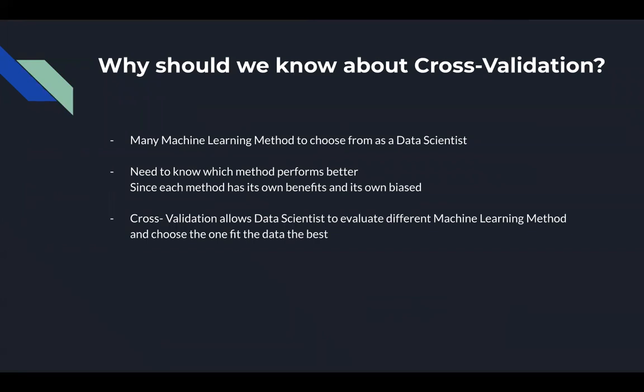Do we choose linear regression? Maybe a k-nearest neighbors model? Maybe support vector machines? Each model has its own bias and its own benefits. We really have to look deep into the data set to decide which one is more suitable.